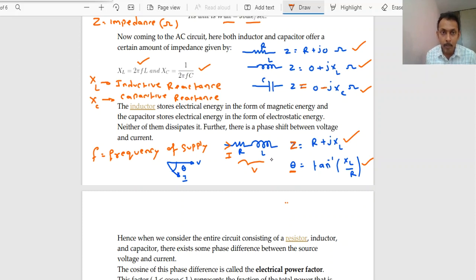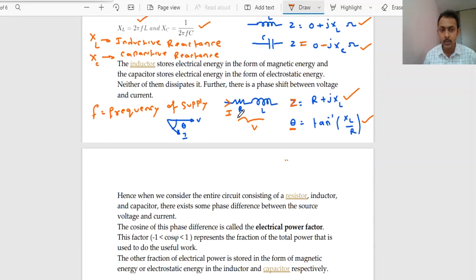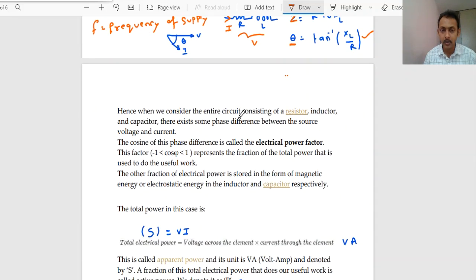XL is nothing but 2 pi FL. Now cosine of this angle will give you the power factor, right? In AC circuits, the impedance is important, whereas in DC circuits, inductors and capacitors in steady state behave like a short circuit and open circuit elements.